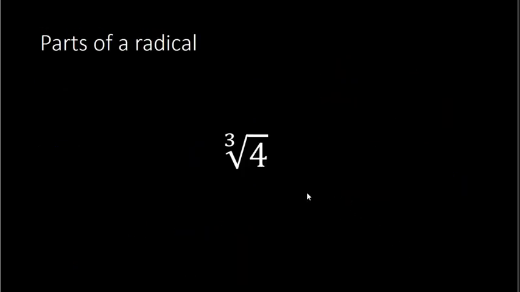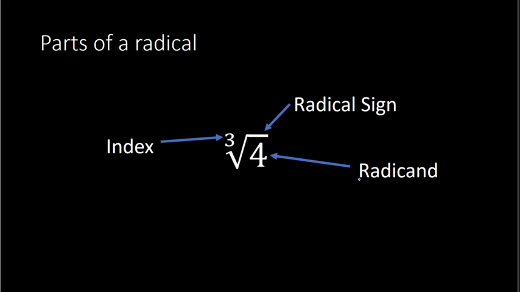Now let's pause for a moment and take a look at each part of a radical, because there are different terms that we have for these different parts. So we have this 4, we have this radical sign, then we have this 3 right here. So this 4 is called the radicand. Alright, so 4 is the radicand.